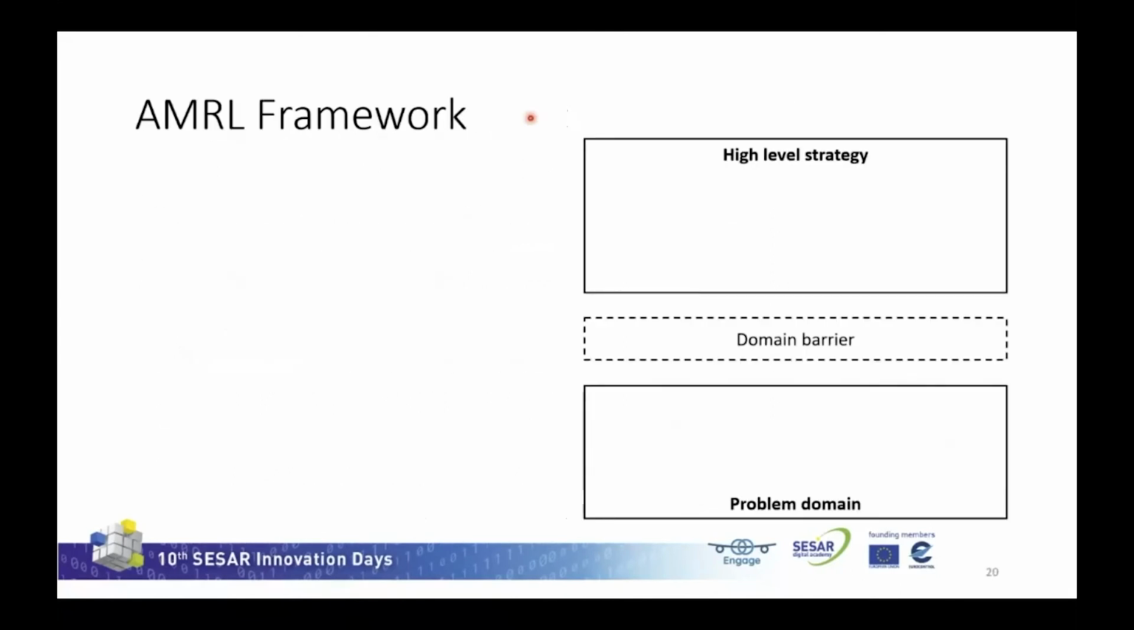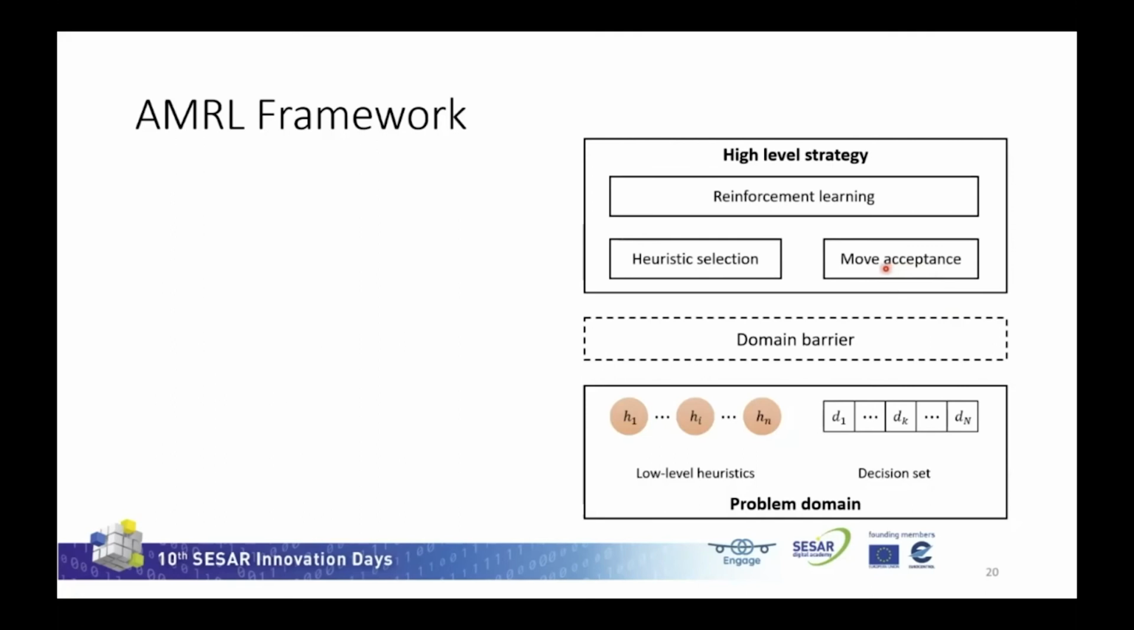Let's see our conceptual design of the AMRR. First, we have a general framework of the hyperheuristic, and the framework has the high-level strategy separated from the problem domain. In the problem domain, we have a set of low-level heuristics, which allow the system to generate the neighborhood decision. And a set of decisions.